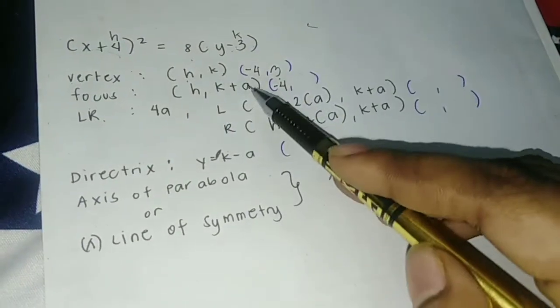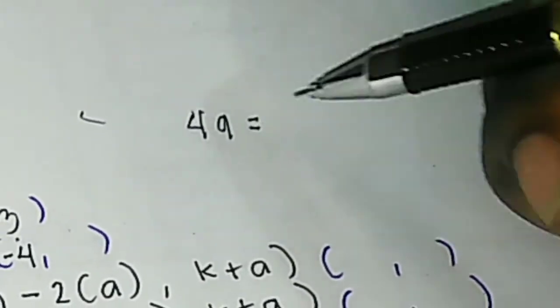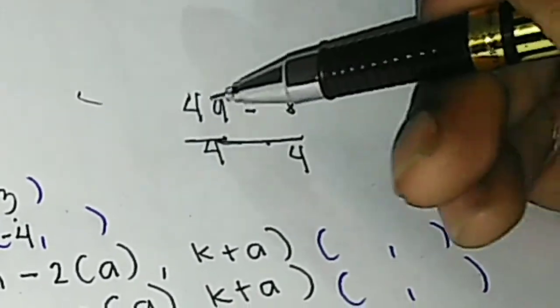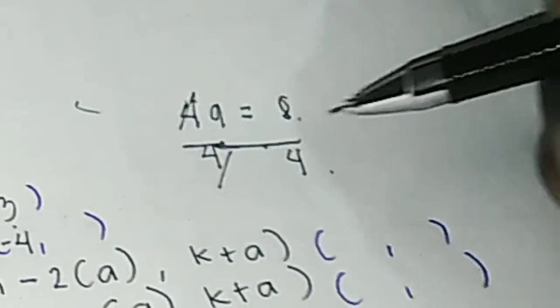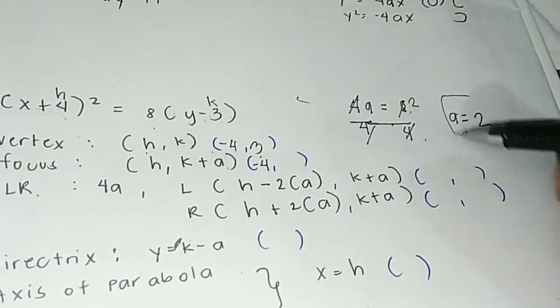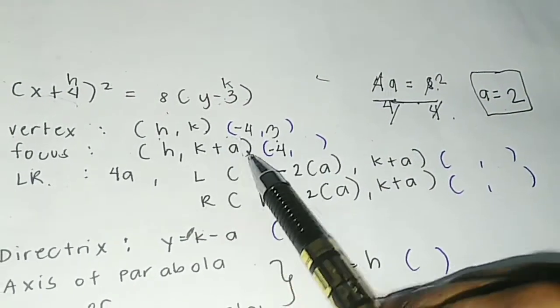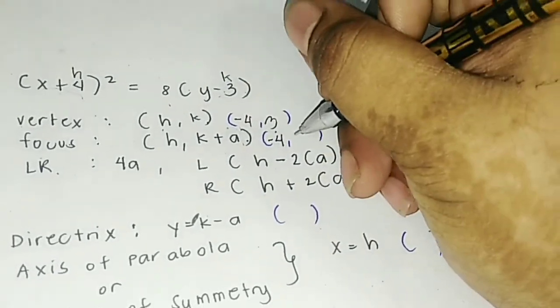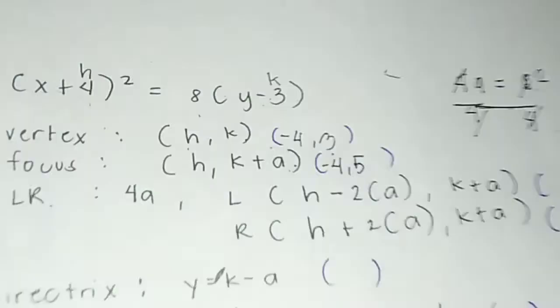And para makuha natin yung 3 natin, kailangan muna natin i-divide yung 8 sa 4 both sides. So, i-divide po natin siya. 4. So, cancel. 8 divided by 4 is 2. So, ang matitira is 2. So, then, a is equals to 2. So, ating a is 2. So, k plus a or 3 plus 2 is 5. So, ayan po ang ating focus.